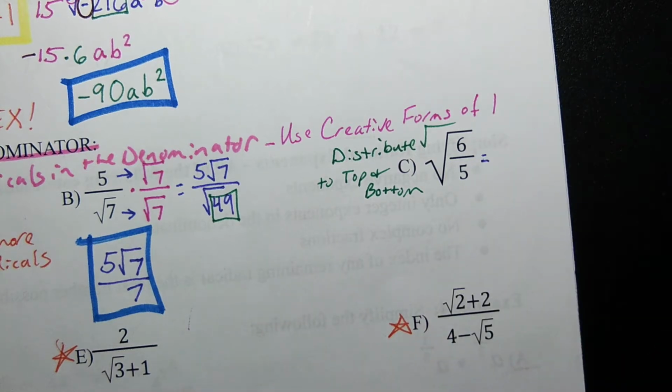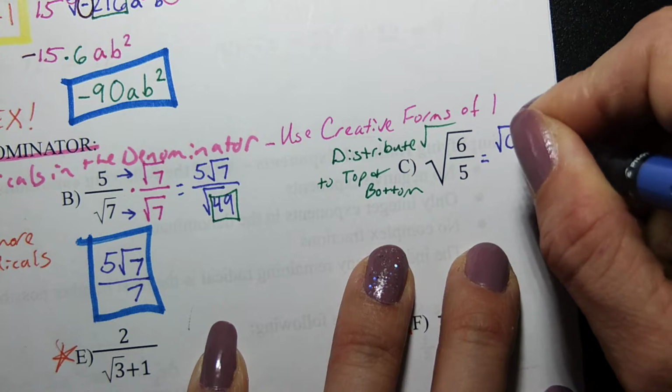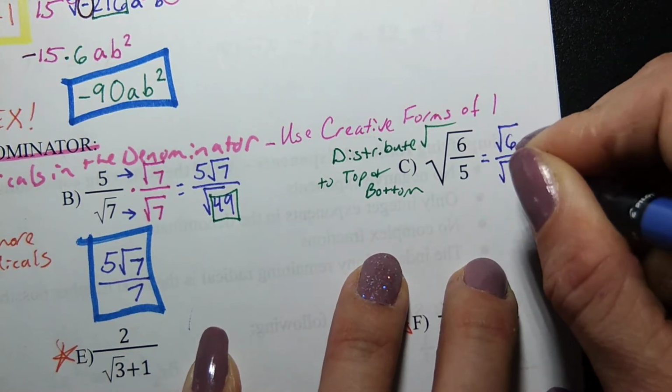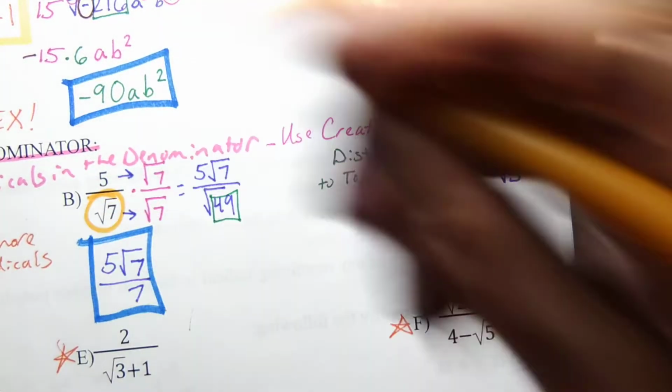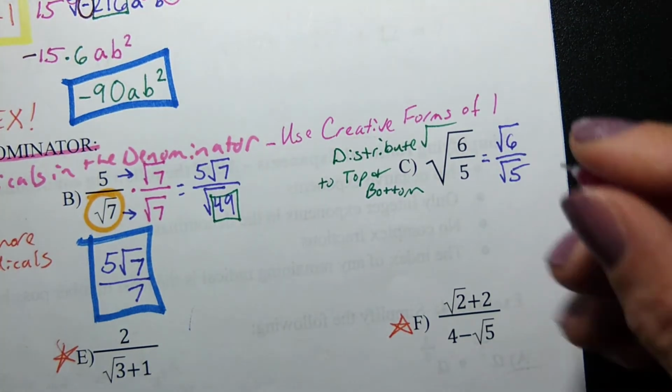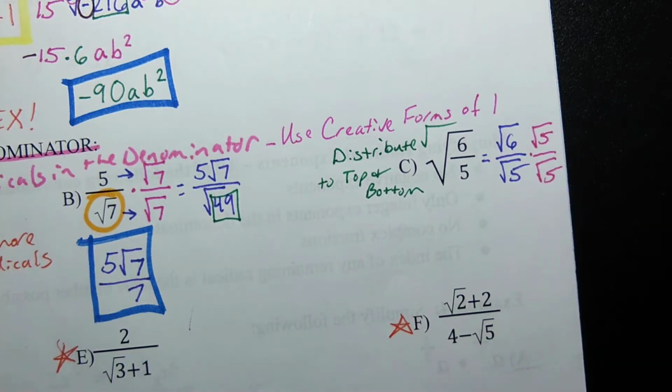So if I have the square root of 6/5, that is going to be the same as the square root of 6 divided by the square root of 5. I distribute it to the top number and to the bottom number. So that's all fine and dandy. Now it looks more like what we started with. But the issue is we have a radical in the denominator. So what am I going to multiply by to get rid of that radical 5? Radical 5 over radical 5.